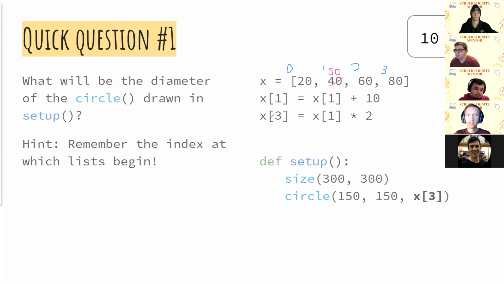And then we're going to be updating the value that's at the third index. So that's that value at the very end. We're going to take the value at the first index. So we're taking 50, multiplying by 2. That's going to give us 100. And we're assigning that to that index spot there. So instead of 80, it's now 100. So then when we're running the code, the circle is going to look up that value. So the diameter is going to be drawn with 100.